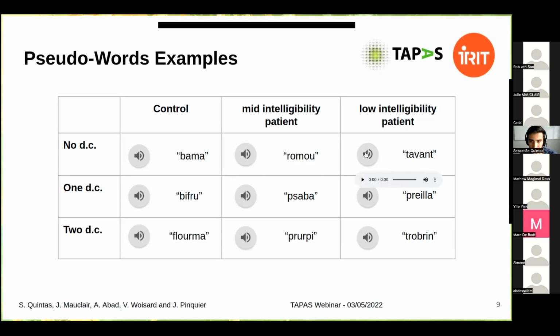And now for the low intelligibility patient. Well, in this case, we can see that some phonemes, for example, the consonant T, were not being pronounced, and the articulation difficulties were namely found in the cases where we have a double consonant as well. And without a transcription, it was clearly hard to understand what was being said by the patient. So this was just to give some context on the data that we're working with.